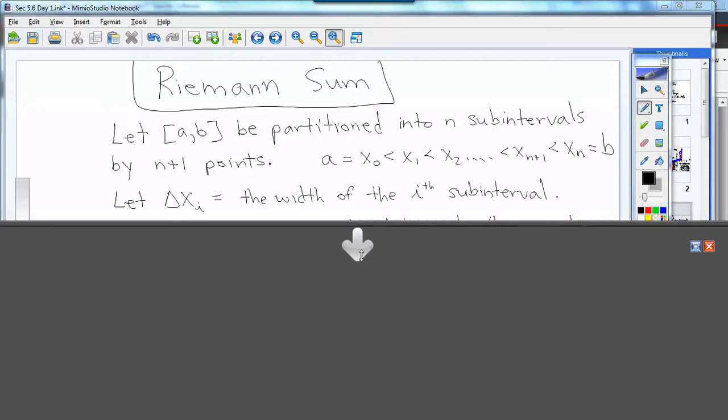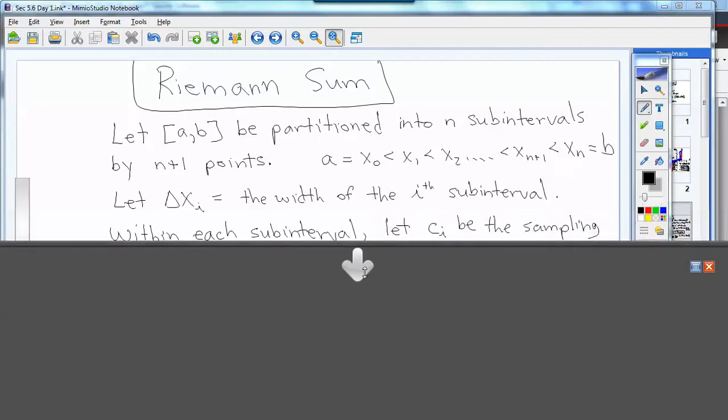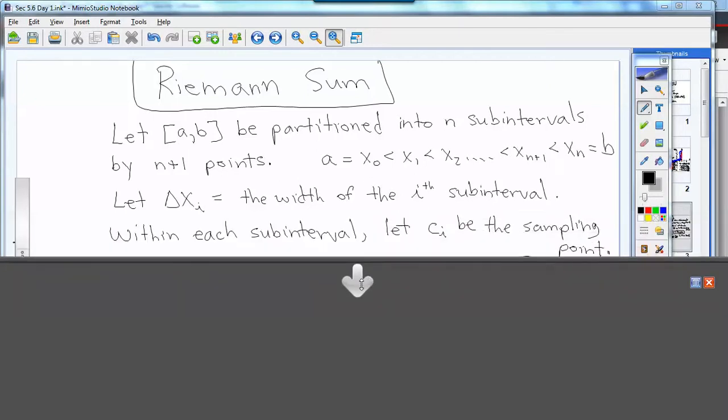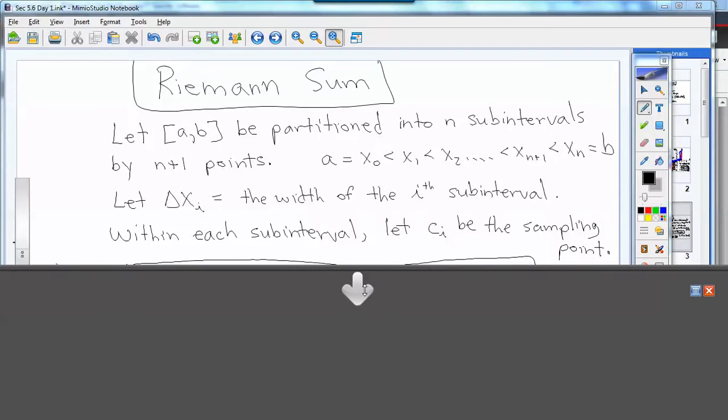All right. So let delta x sub I be the width of the I subinterval. Okay, so just say it was the width. Within each subinterval, let C sub I be the sampling point. Okay, I'll let you write that down and we'll talk about what that means. Let delta x sub I equal the width of the ith subinterval. So delta x is just the width. They could be different, but for us, most times they're always going to be the same. Within each subinterval, let c sub I be the sampling point. In other words, within each subinterval, we need to pick a point that we're going to plug into the function to get our height. We need to pick a point somewhere.